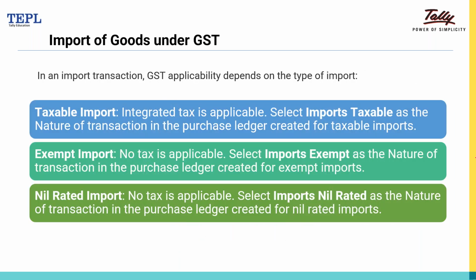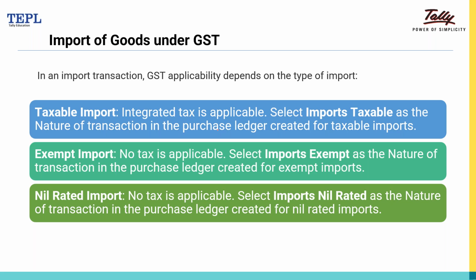In an import transaction, the GST applicable depends on the type of import. There are three types of import: first is taxable import, second is exempt import, and third is nil-rated import. For taxable import, integrated tax is applicable. Select imports taxable as the nature of transaction in the purchase ledger created for taxable imports. For exempt import, no tax is applicable. Select imports exempt as the nature of transaction in the purchase ledger created for exempt imports. And for nil-rated import, no tax is applicable. Select imports nil-rated as the nature of transaction in the purchase ledgers created for nil-rated imports.